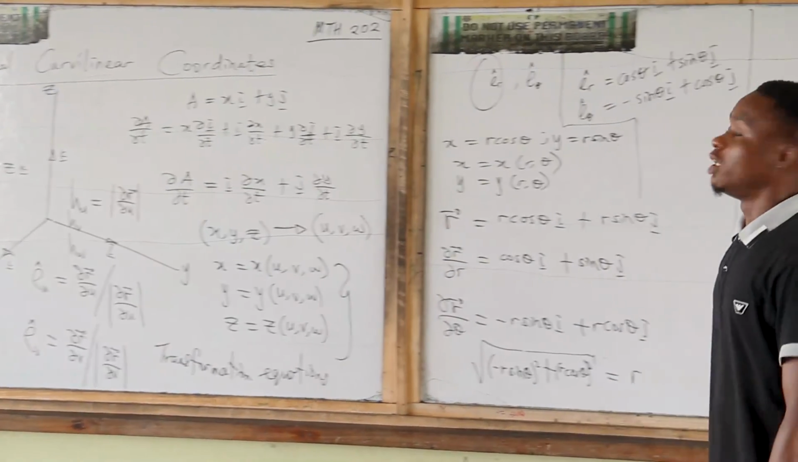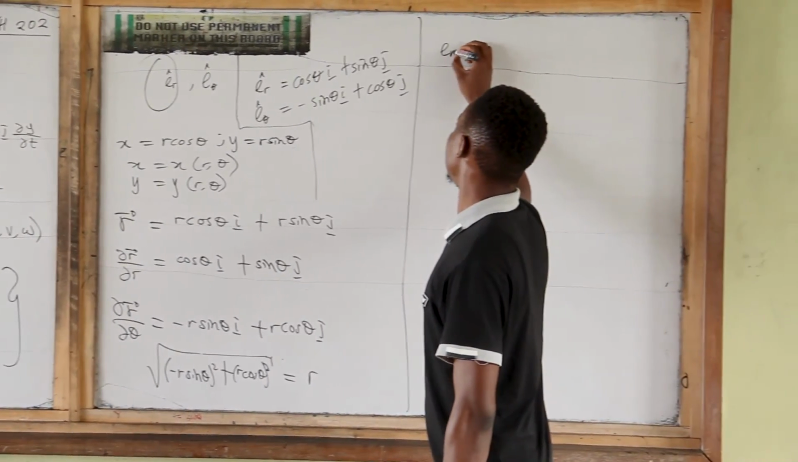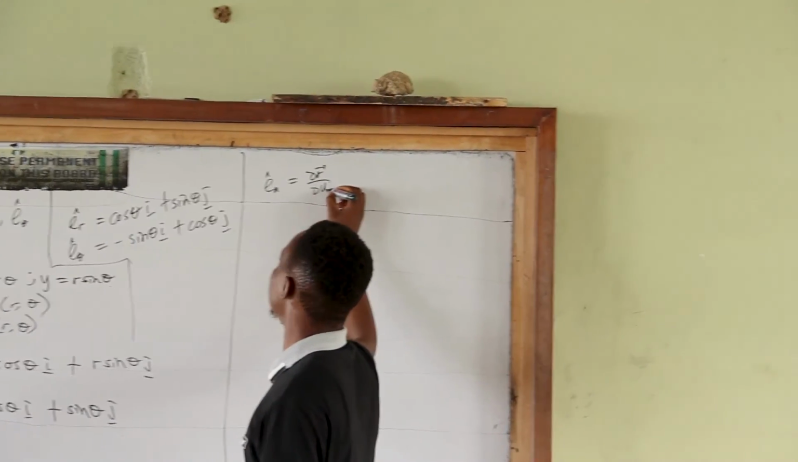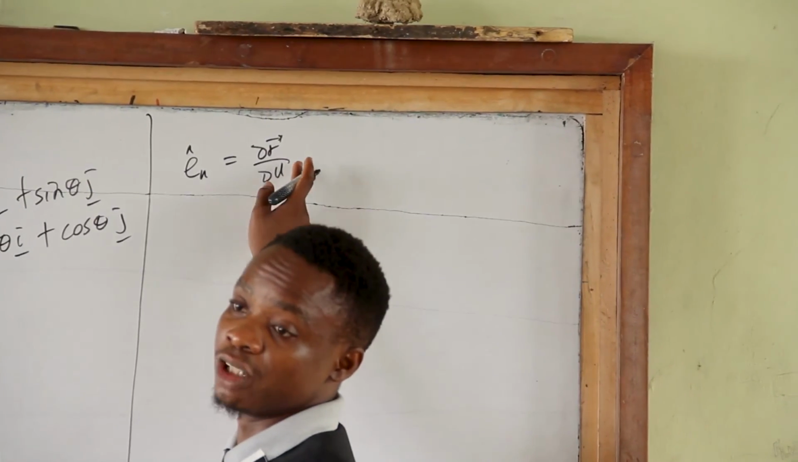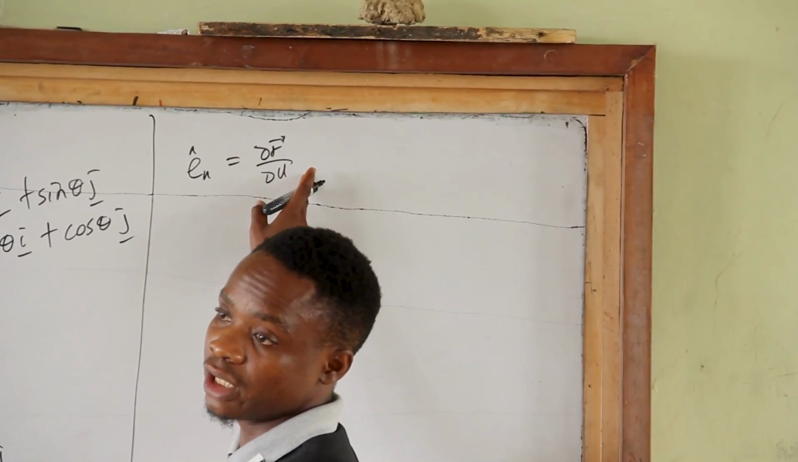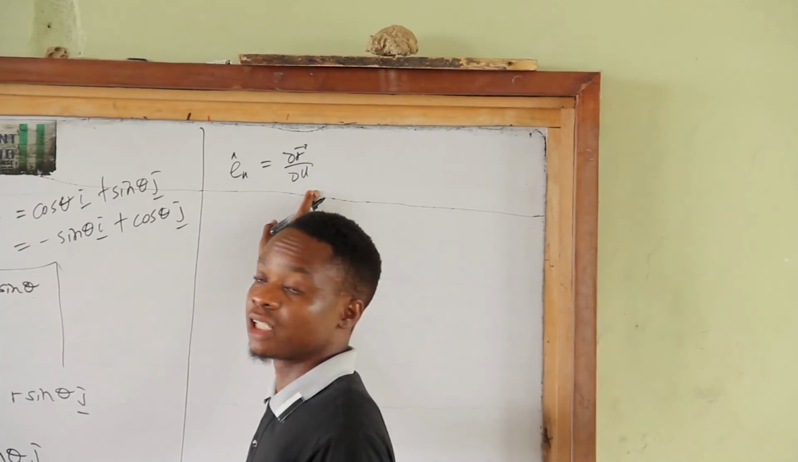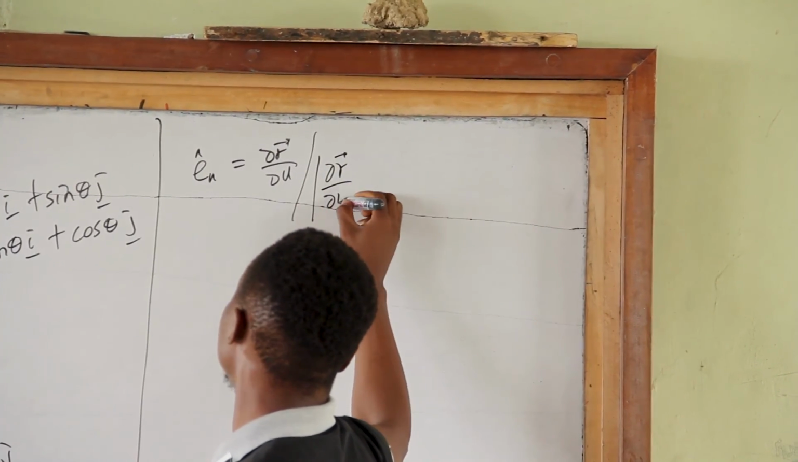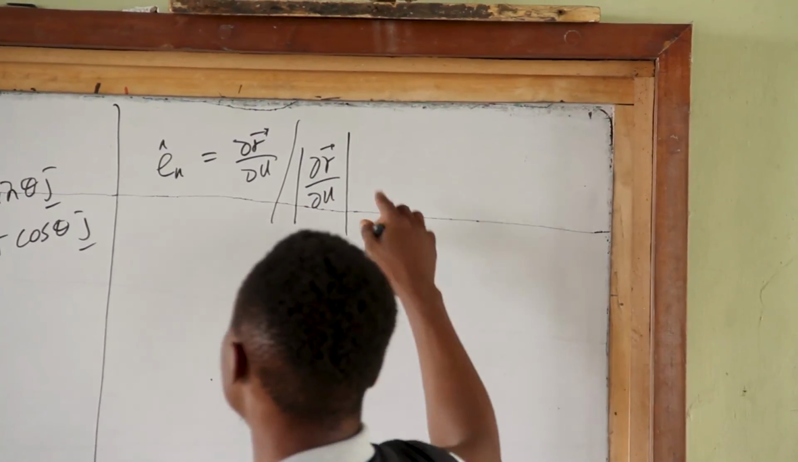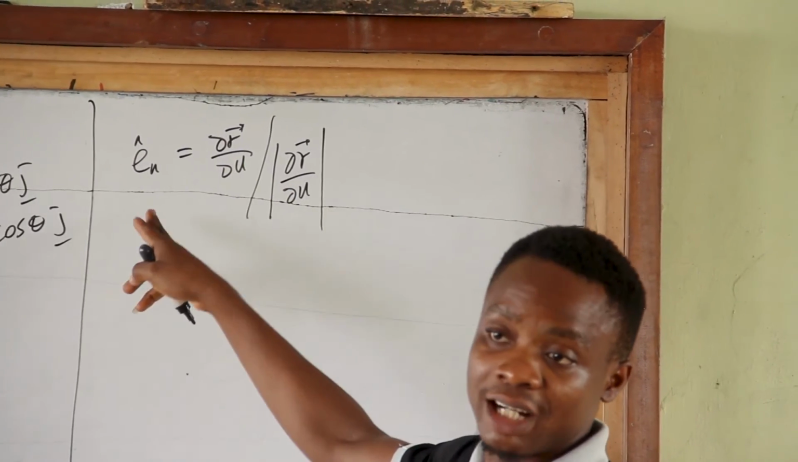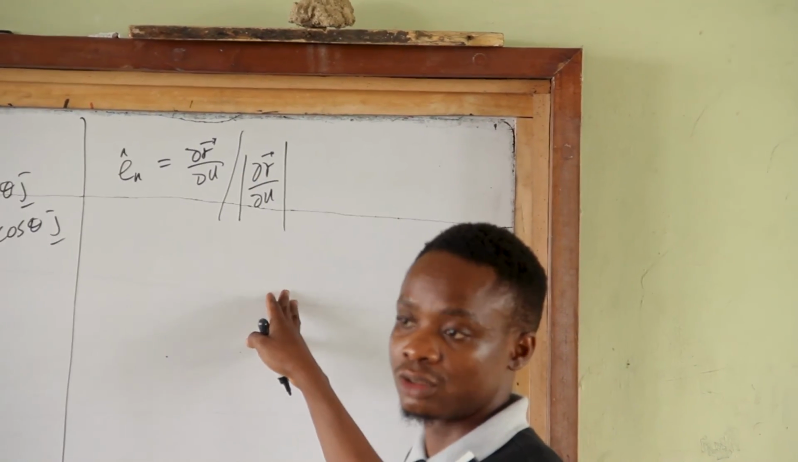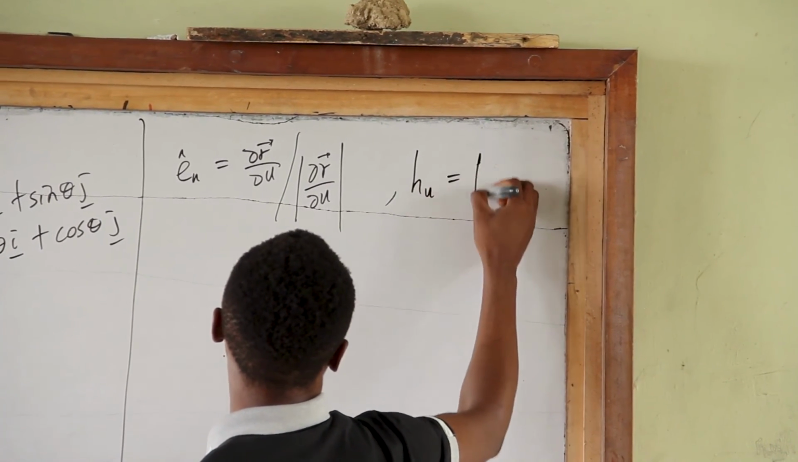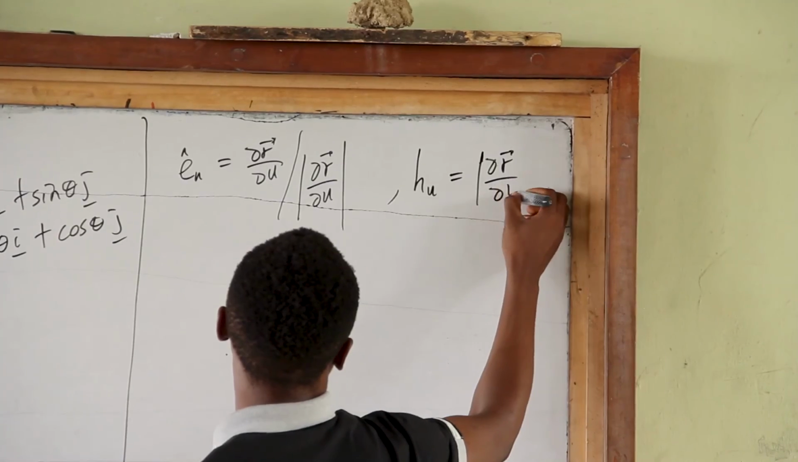Listen now. The unit vector in the direction of u will be given by del r del u. Del r del u normally will give you a vector in the direction of u. But for you to get the unit vector, you will divide by the magnitude of del r del u. Does that make sense to you? So this magnitude by which you are dividing before you arrive at the unit vector is called the scale factor. Is it clear? Yes, scale factor of u. So H is equal to the modulus of del r del u.